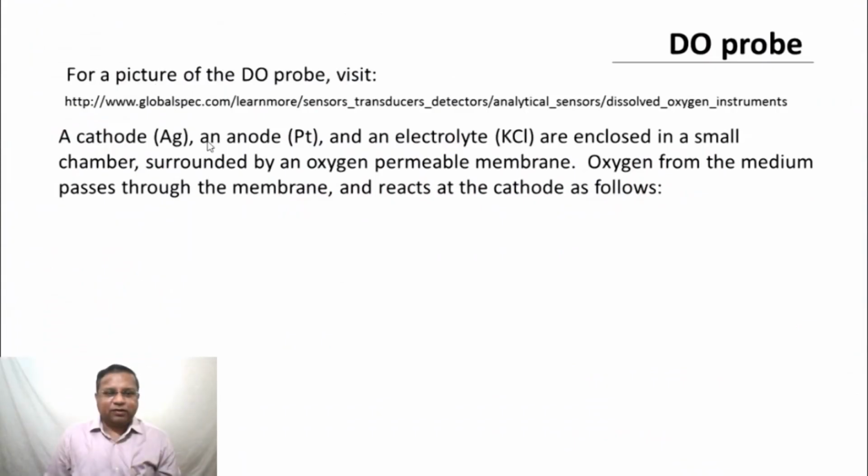So a cathode silver, an anode platinum. It's an electrochemical probe, so you need a cathode and an anode and an electrolyte. The electrolyte happens to be potassium chloride, KCl. These are all enclosed in a small chamber surrounded by an oxygen permeable membrane. You have a cathode, you have an anode in some form, and then you have the electrolyte and an oxygen permeable membrane. And this is dipped into the medium. So oxygen from the medium passes through the membrane and reacts at the cathode as follows. Oxygen giving you hydroxyl ions in the presence of platinum, which is the anode.